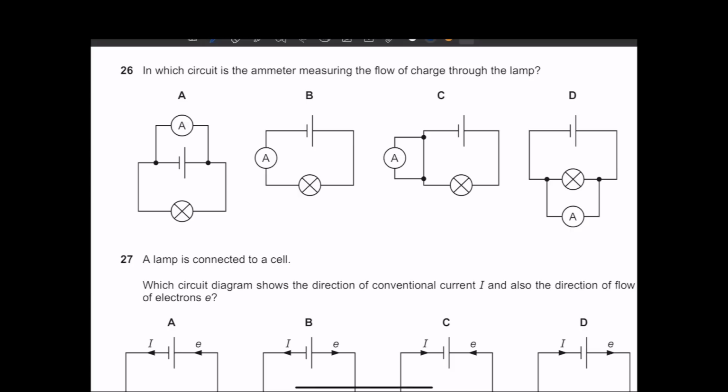In 26, in which circuit is the ammeter measuring the flow of charge through the lamp? Well, let's see. The ammeter cannot be connected in parallel. The ammeter connected here in series, which is right. The ammeter here is parallel, here is parallel. That was an easy question. So I'm going to choose B because all ammeters should be connected in series, not parallel.